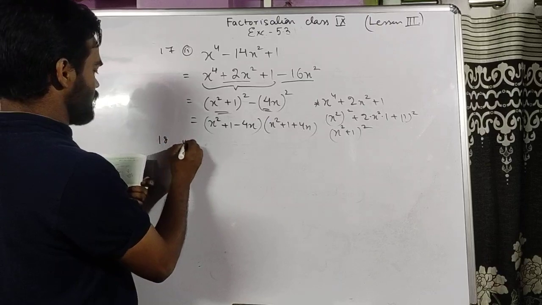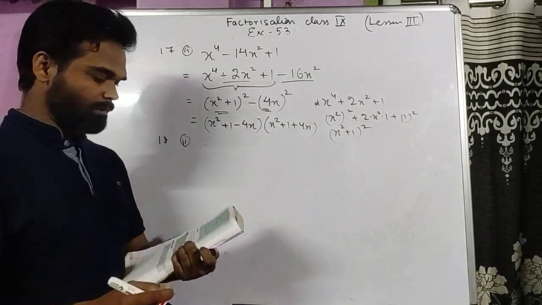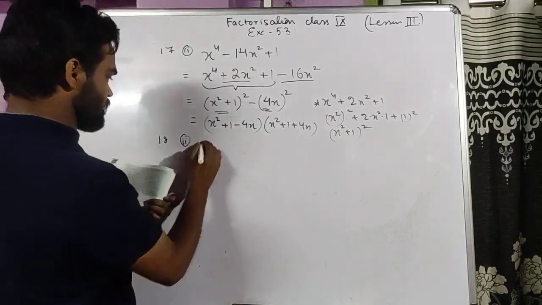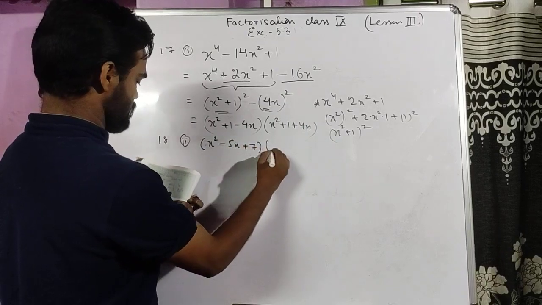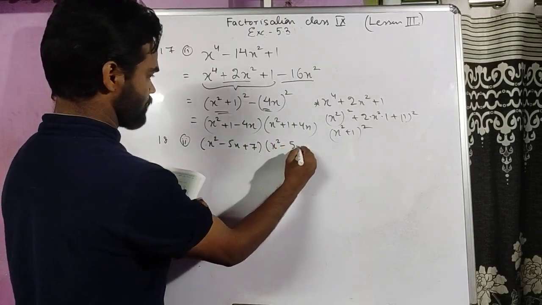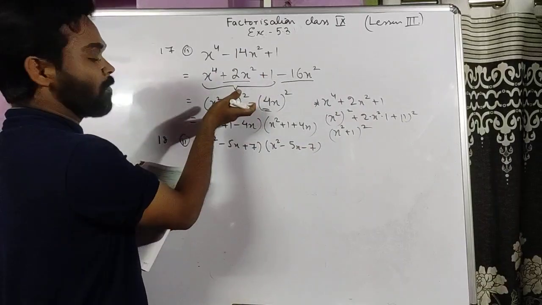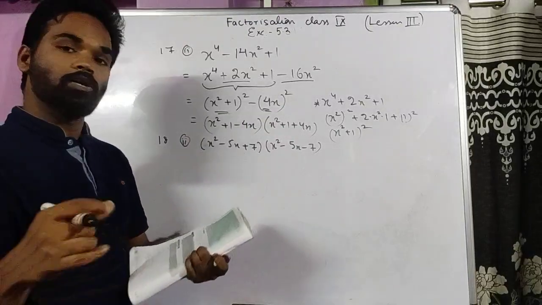Now 18 part 2. Express each of the following as the difference of 2 squares, which means there's a given expression. This is your given expression. This is given. We have to express this in the form of this. Express this as the difference of 2 squares.